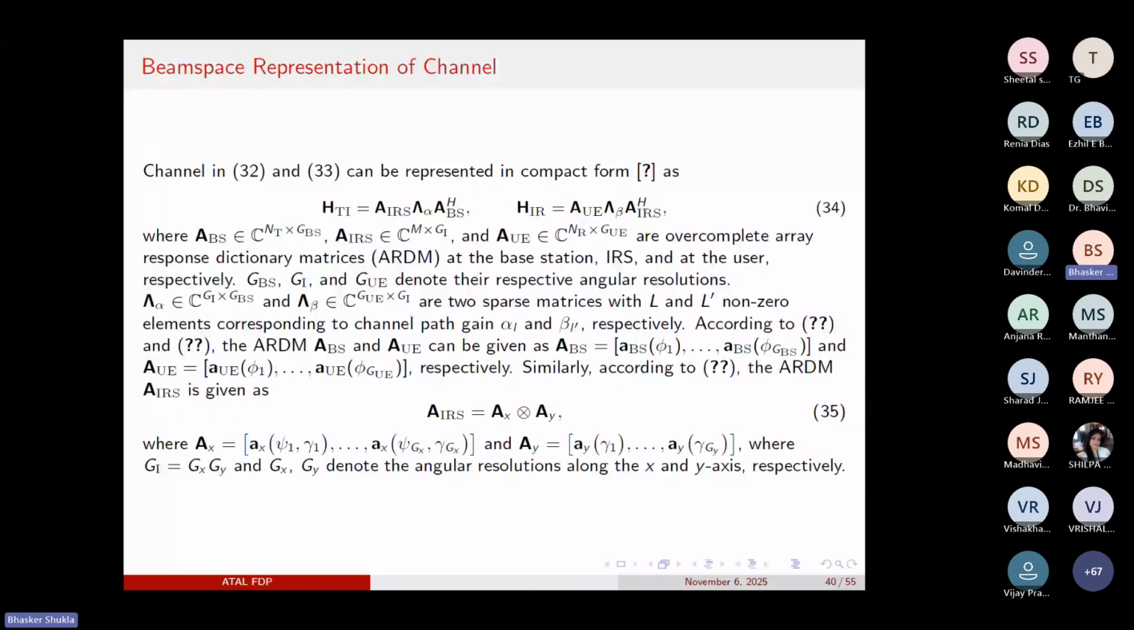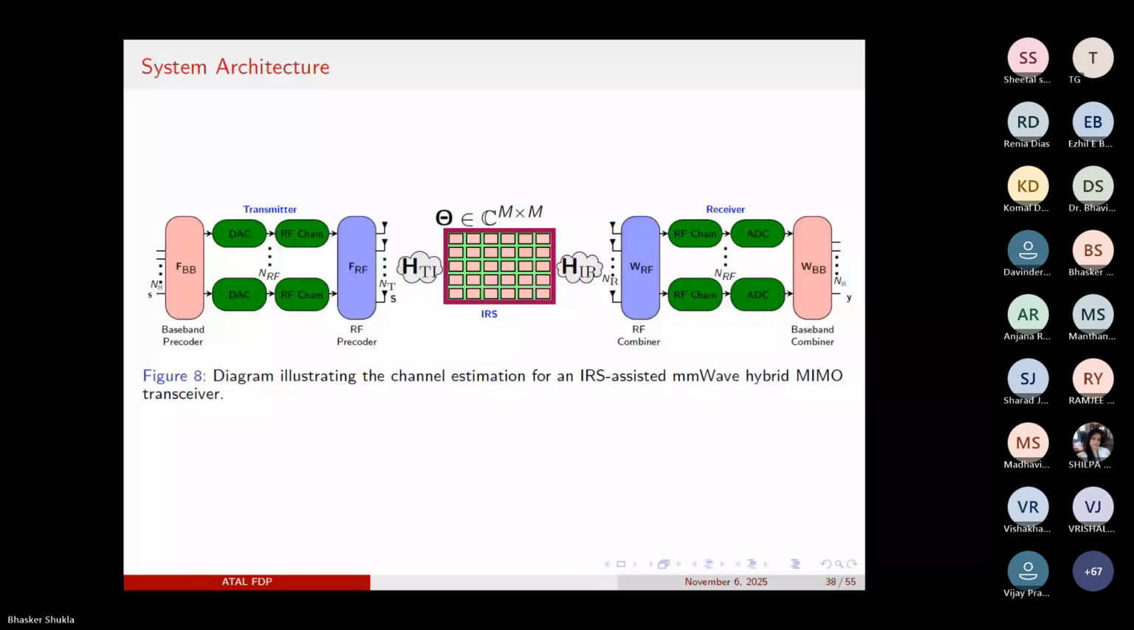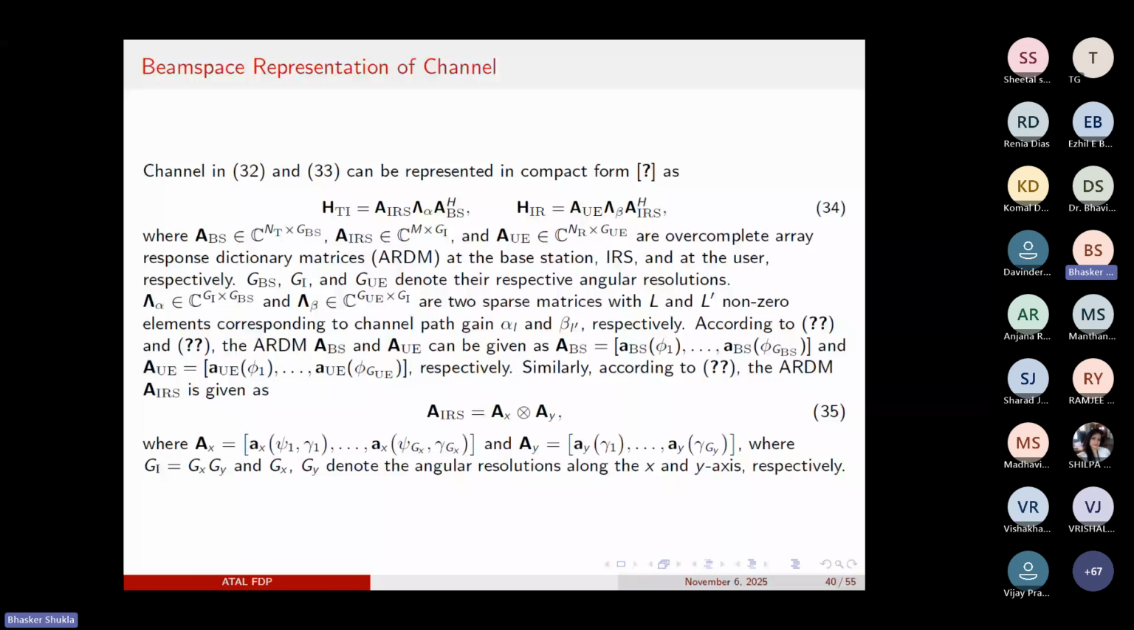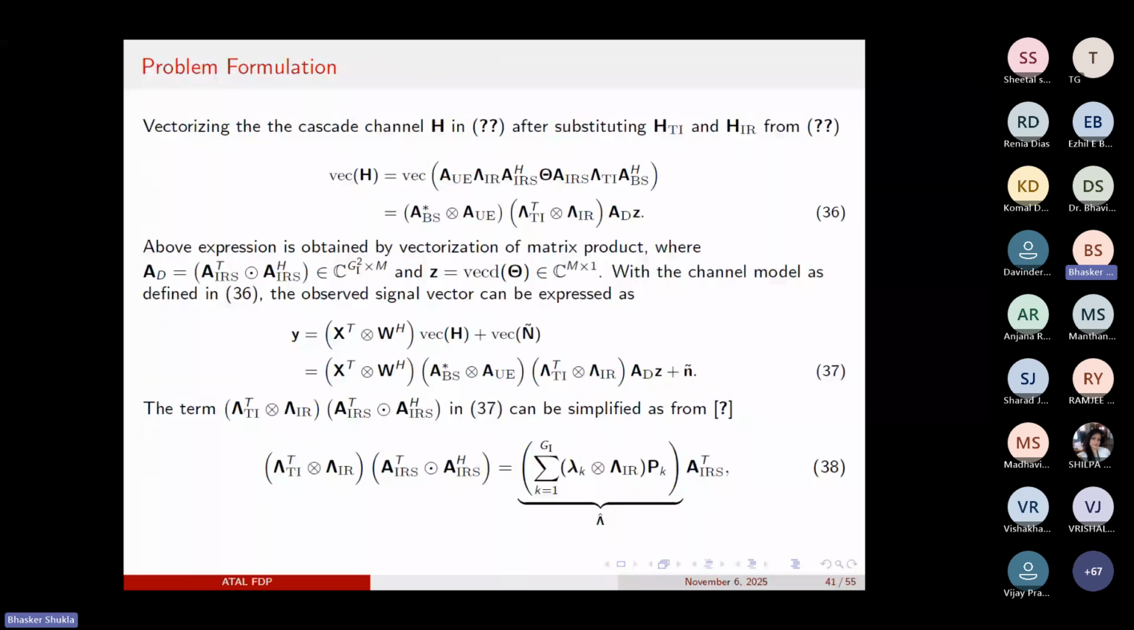I have not written it, I think. Theta is basically the diagonal part of the reflector. Here I have taken a passive reflector, which means there is no amplitude change, only phase change. So that is the IRS model with this theta. After finding the overall channel, this term can be simplified by equation 38.